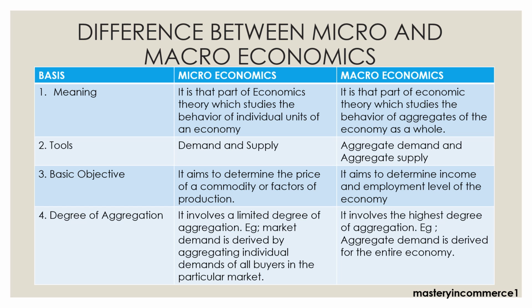Now, next point is the degree of aggregation. In microeconomics, there is a limited degree of aggregation. What I told you, that we study about market demand, where a few of the individual buyers of the market are added together and we study. If we are studying aggregate supply, then only a few of the individual producers we will see, how much they are supplying in the market. But when we study macroeconomics, it involves the highest degree of aggregation, means everything is on a huge level. We study the entire economy.